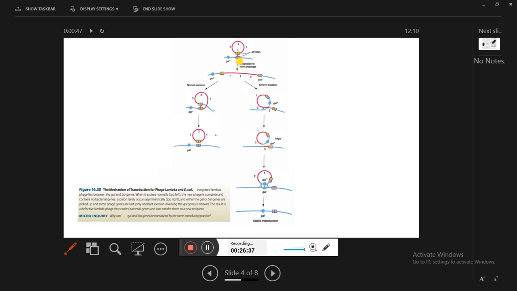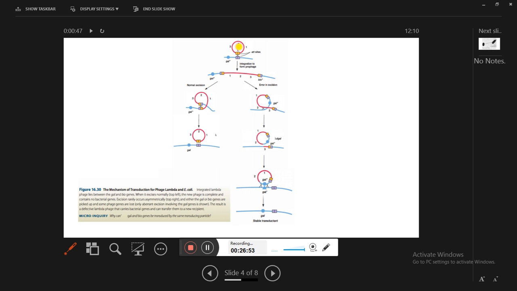coli genome. Okay, E. coli genome's site where the fast genome attaches, and on the left side it has the galactose genes. In the E. coli genome, the left side has the galactose genes and the right side has the genes for biotin.